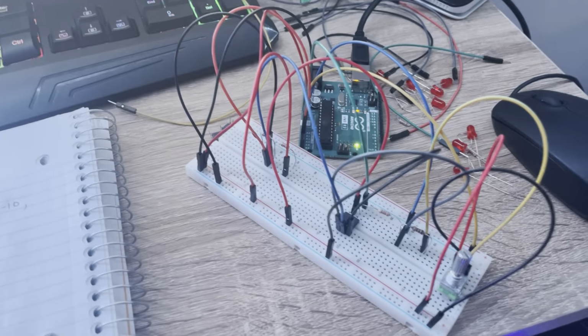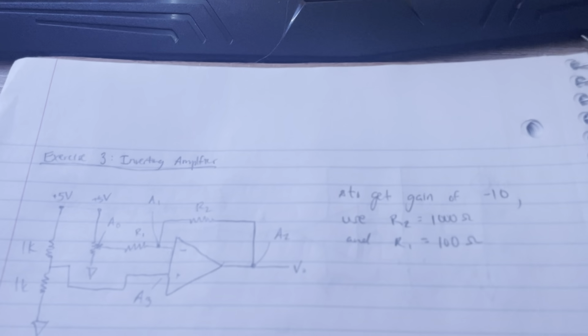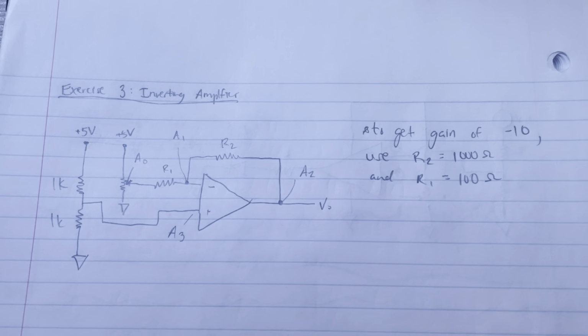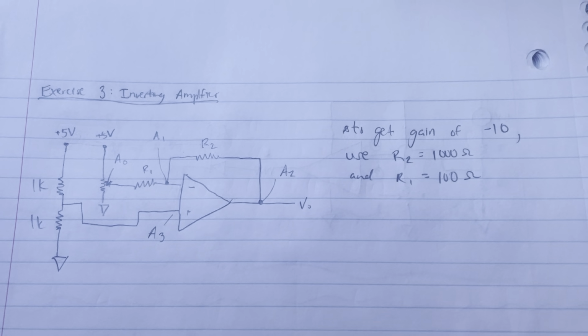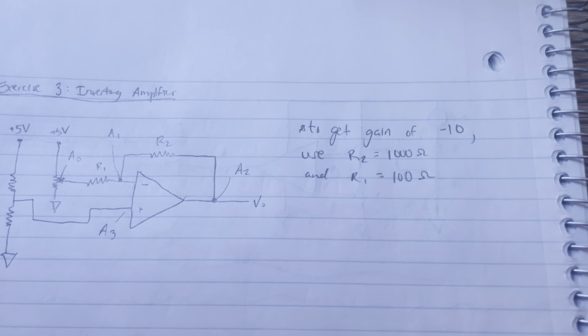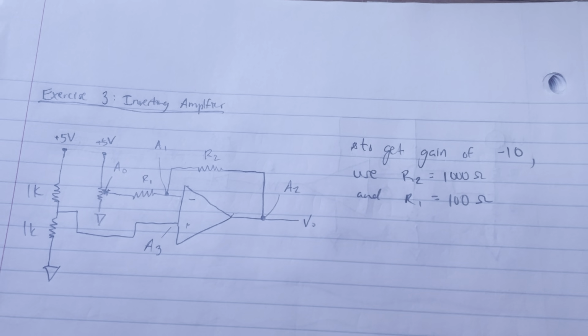So for exercise 3, I built an inverting amplifier on my circuit. In order to build this circuit, I knew I wanted to get a gain of -10. So in order to do that, I designed the circuit like this and chose values of R1 and R2 to be 100 and 1,000 respectively. And then that gain is determined by -R2 over R1. Go ahead and look at my Processing code.